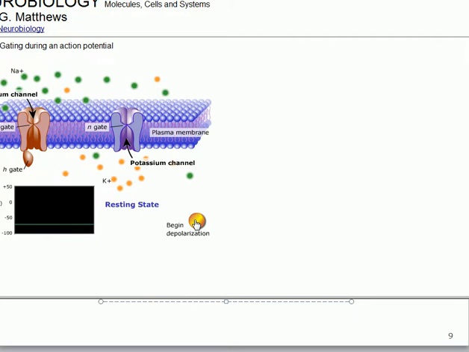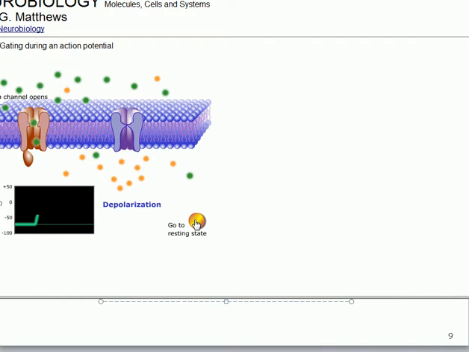Try that again. Okay, so we're starting along. We get some depolarization that causes the sodium channel to open. It shuts, potassium goes out. You get that hyperpolarization, and then it comes back to normal.